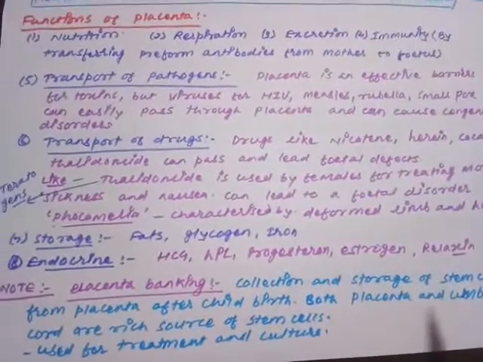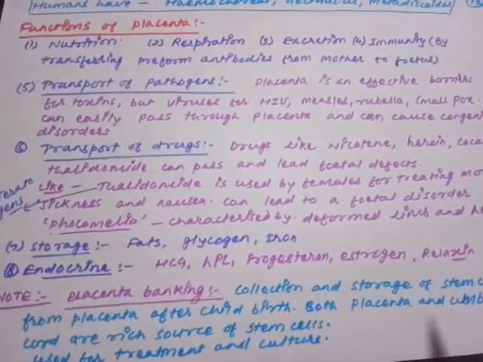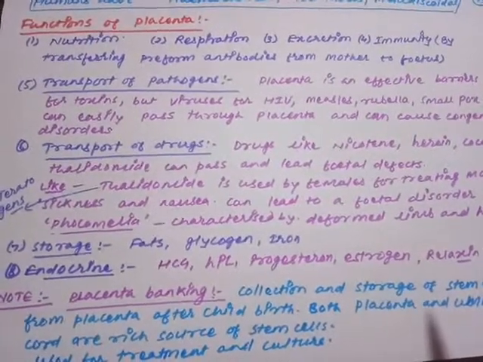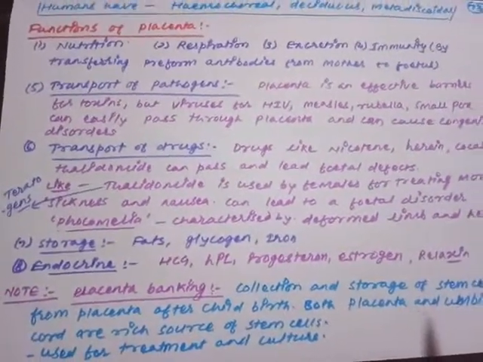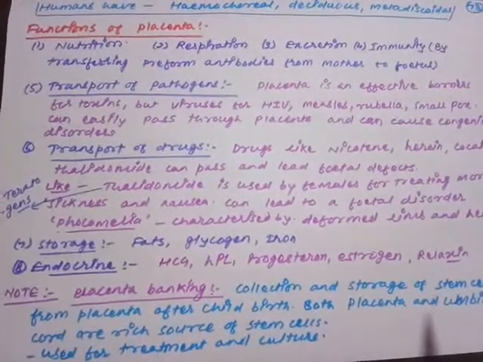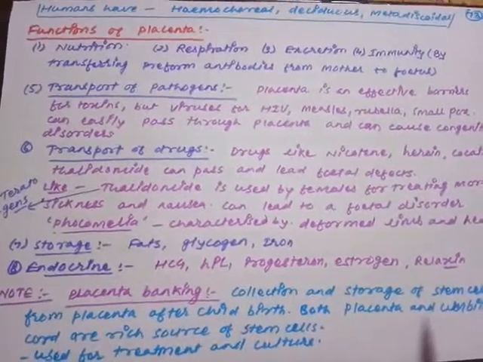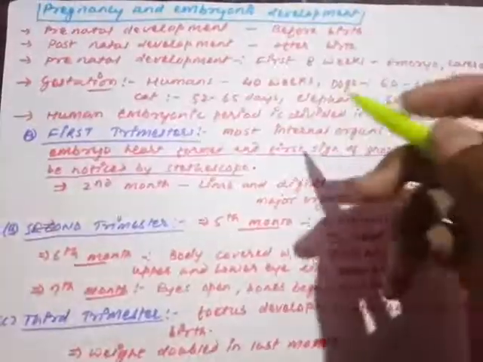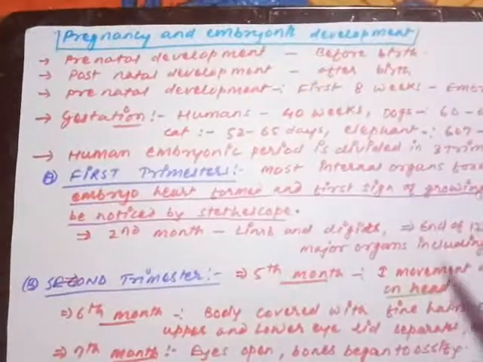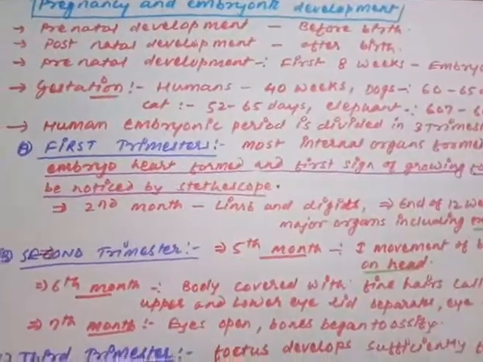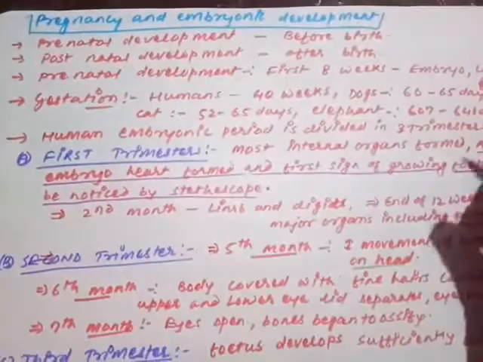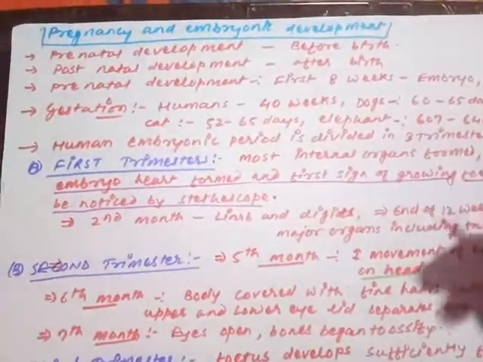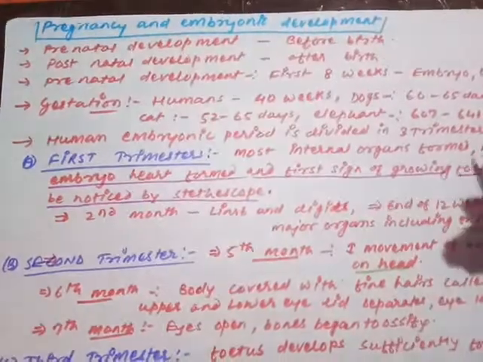Okay, so I think everything is clear about the placenta and fetal membrane. At the last of today's topic, I am just going to discuss a few changes, a few events that are observed during the complete embryonic development. So moving on, our next topic is pregnancy and embryonic development. Dear students, we are discussing pregnancy and embryonic development. Pregnancy, you know very well, after fertilization, the female is pregnant. After implantation, the conceptus is formed, so the conception process has started.